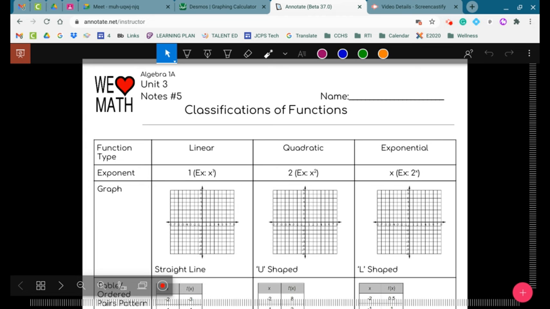So first, if you are classifying, linear is just going to have an exponent of 1. So you're just going to have an x all by itself. Quadratic is going to have an exponent of 2. So x squared, and then exponential, your x is going to be your exponent.